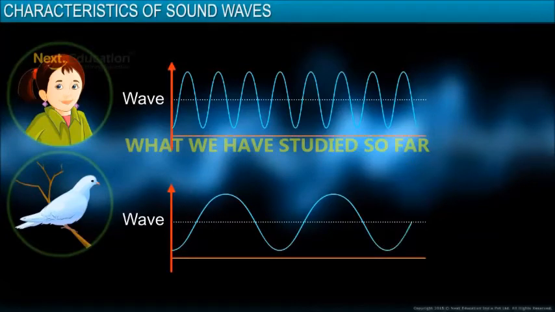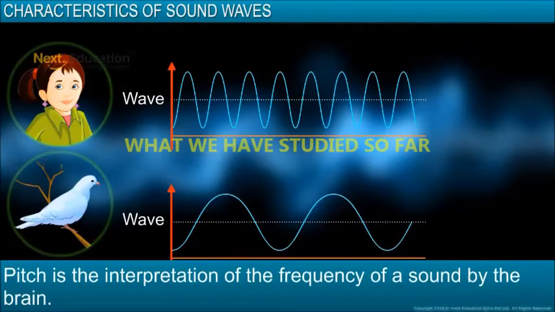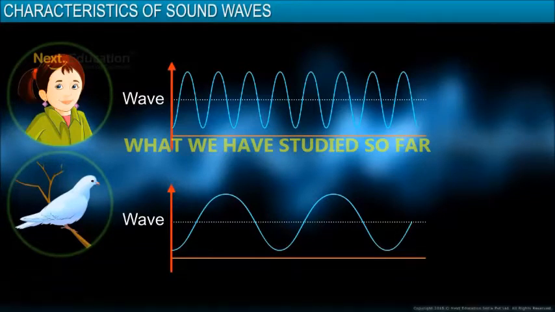Why is the effect of the two sounds on our ears so different? It is related to a concept called the pitch of sound. Pitch is the interpretation of the frequency of a sound by the brain. Commonly, pitch is taken as the frequency of sound.